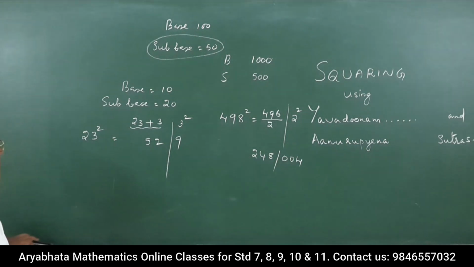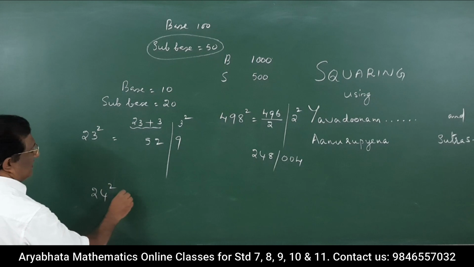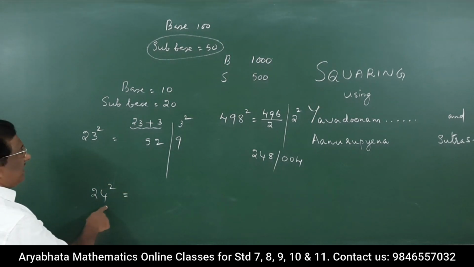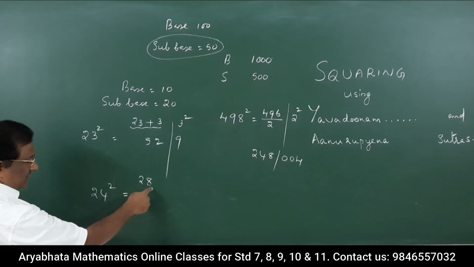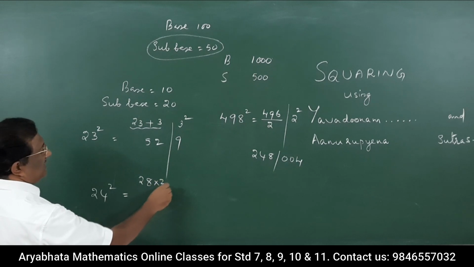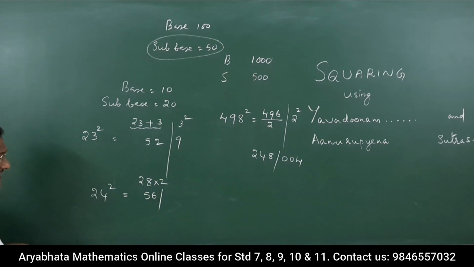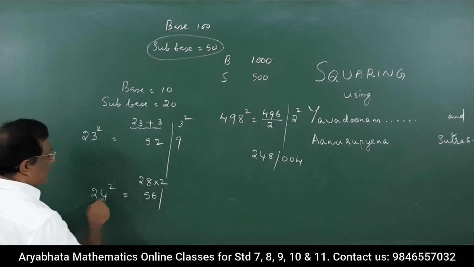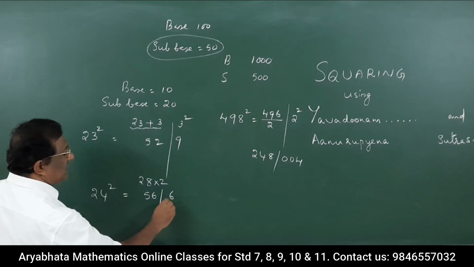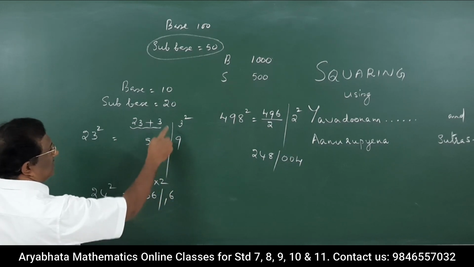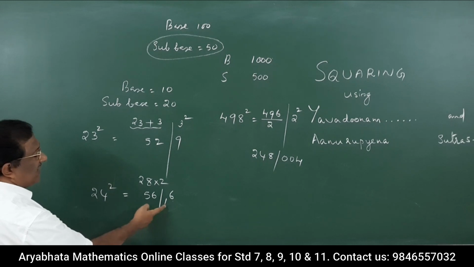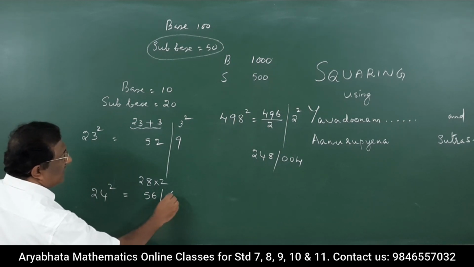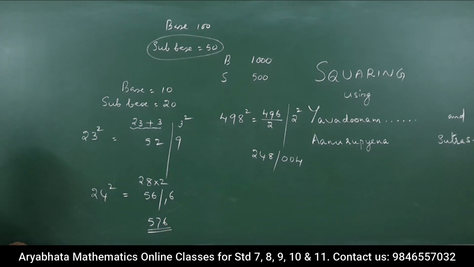One more example. 24 square. The number is 4 more than 20. Adding 4, 28. 24 plus 4, 28. And take double of 28. So 56 is the first part. And the second part is the square of 4. Square of 4 is 16, but we need only one digit here because our base is 10. We are expecting only one digit. What do we have to do with this 1? Add this 1 to the first part. So it becomes 57, then 6. 576 is the square of 24.